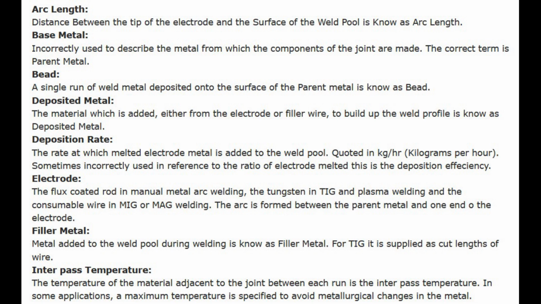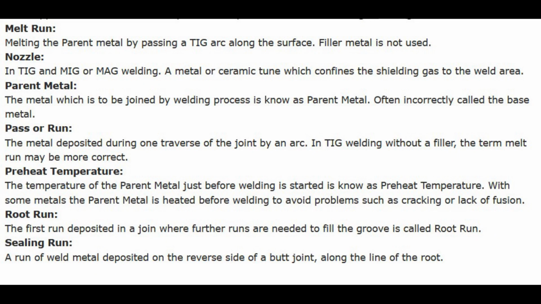Interpass temperature. The temperature of the material adjacent to the joint between each run is the interpass temperature. In some applications, a maximum temperature is specified to avoid metallurgical changes in the metal. Melt run. Melting the parent metal by passing a TIG arc along the surface. Filler metal is not used. Nozzle. In TIG and MIG or MAG welding, a metal or ceramic tube which confines the shielding gas to the weld area. Parent metal. The metal which is to be joined by welding process is known as parent metal.